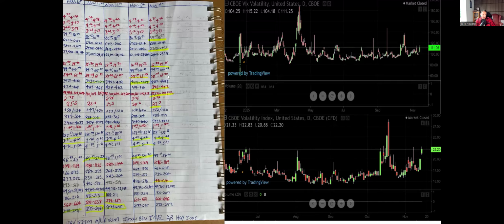Oil still really bad. Really great if you're a gold miner, which continues to have higher lows, higher highs. So massive free cash flows in the mining space.